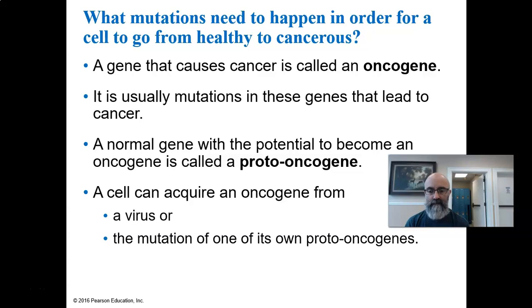Some mutation, right? Viruses can actually insert DNA into your chromosomes, and sometimes the virus will insert an oncogene, pretty much causing a tumor, okay? Or the mutagens that we talked about last time, like exposing your stomach lining to too much alcohol. A proto-oncogene, a normal healthy gene, can be mutated and become an oncogene, okay?